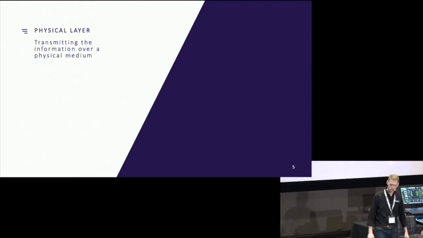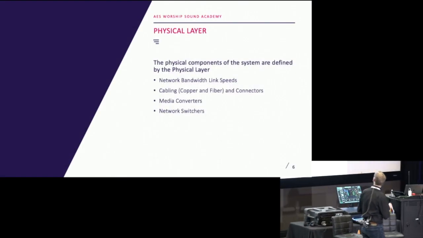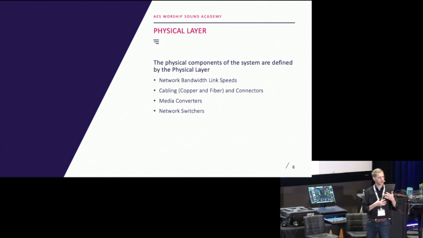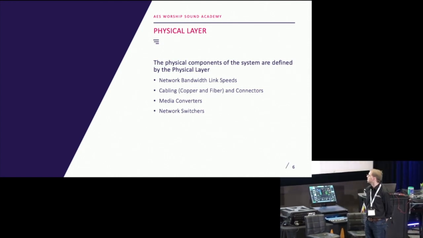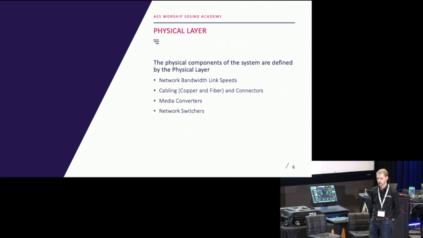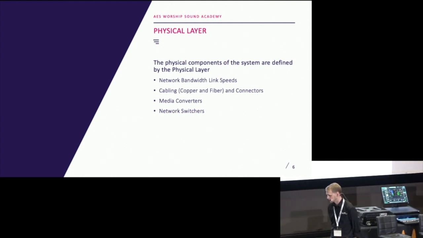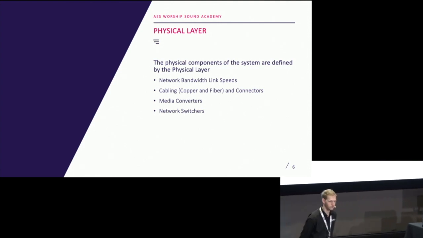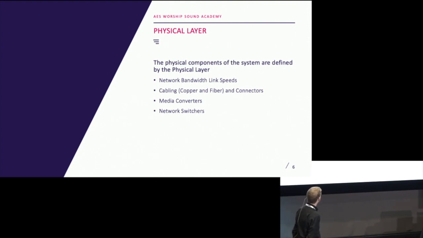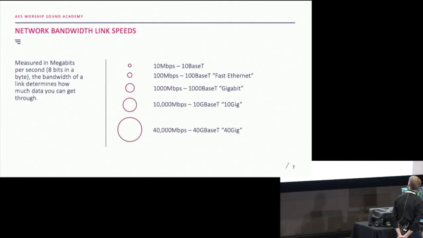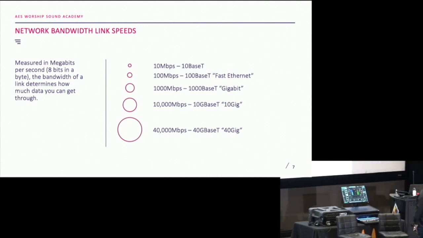Physical layer, transmitting information over the physical medium. So we've got some components that make up this physical medium, right? We're going to talk about the physical side of networking, which we're all pretty familiar with. We've seen the cat cables in the cable trays. We've plugged a computer into the wall socket. So we're kind of familiar with that part. We're going to talk about the network bandwidth and link speeds, fiber optic and copper cabling, media converters, and network switches. Those all kind of make up that physical layer.